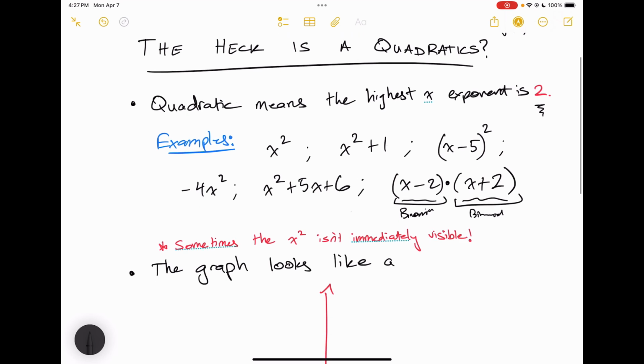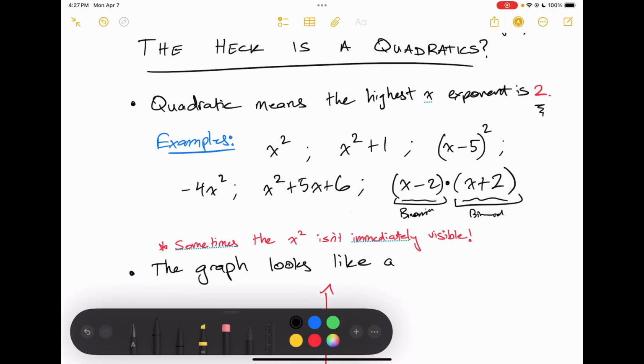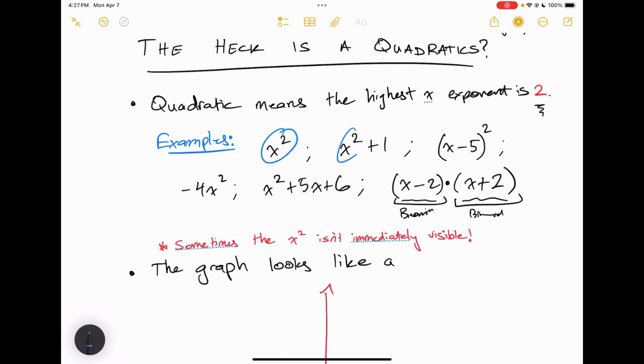The important thing I want you to take away from this is that sometimes the x squared that we're looking for to make it quadratic isn't immediately visible. In other cases, like the ones you've seen before, you can kind of get a gist of where the x squared is. Not in this one. At least not immediately. But you'll see.